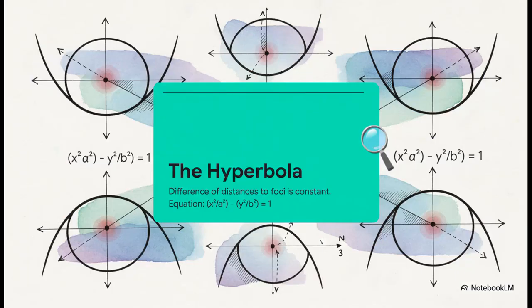And last but not least, we have the hyperbola. It kind of looks like two parabolas facing away from each other. Just like the ellipse, it has two foci, but here's the twist. Instead of the sum of the distances being constant, it's the difference that stays the same. And when you look at its equation, there's a dead giveaway, that big minus sign between the x squared and y squared terms. You see that? You know you're dealing with a hyperbola.